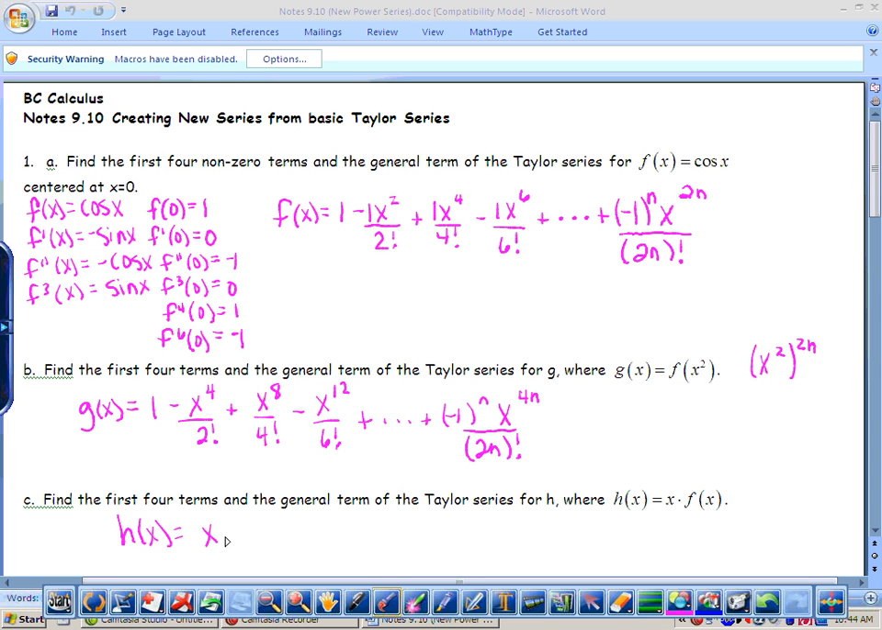So 1 times x is x, minus x squared times x is x cubed over 2 factorial, plus x times x to the 4th is x to the 5th over 4 factorial, minus x to the 7th over 6 factorial. What would x times x to the 2n be? Right. Add your exponents, so x to the 2n plus 1. Okay, so we're taking a complicated concept like series and just going back to basic algebra.